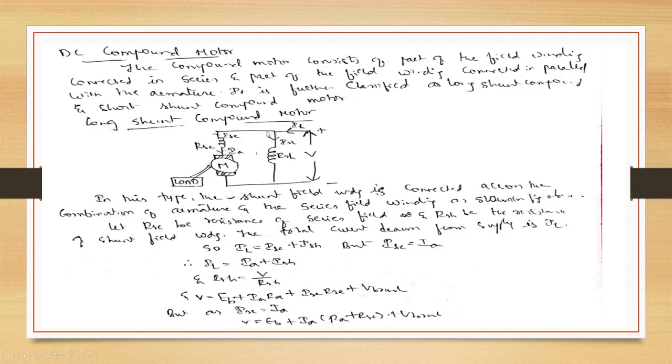IL is equal to ISC plus ISH, and also ISC is equal to IA, because in the diagram both are in the same line, in series. ISH is V by RSH; whenever a shunt is there, the current flowing through it is V by RSH. Now the voltage equation: V is equal to EB plus IARA plus ISC RSC plus V brush. Since ISC is equal to IA, V is equal to EB plus IA common, RA plus RSC, plus V brush.